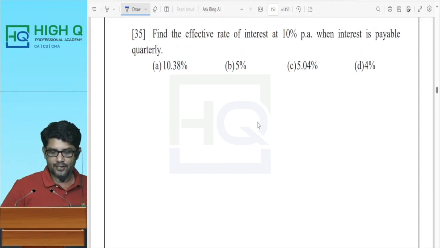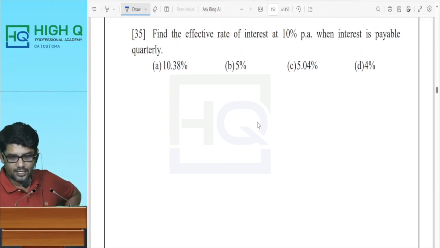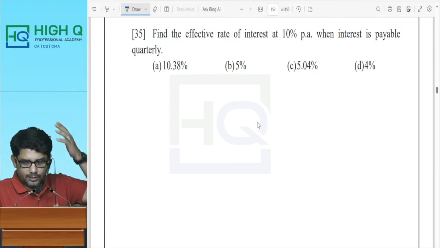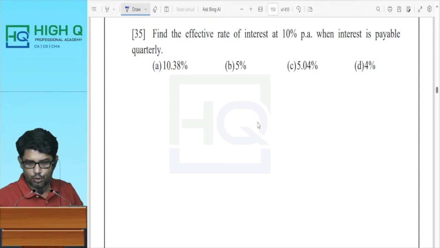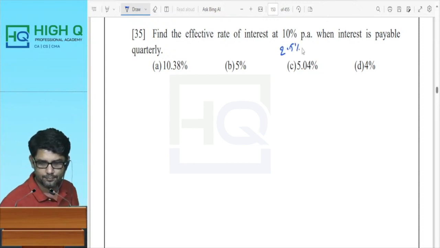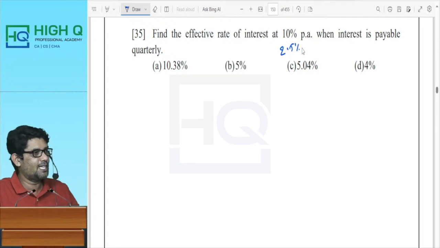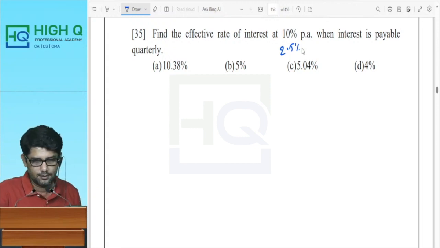Next one. Can you please find out the effective rate of interest? Quarterly 10%, fast. Which is 2.5%? Now tell me what you'll do. Simply you will take calculator: 100 plus 2.5% plus 2.5% plus 2.5% plus 2.5% minus 100. That's the answer. Yes, option A. Very good.